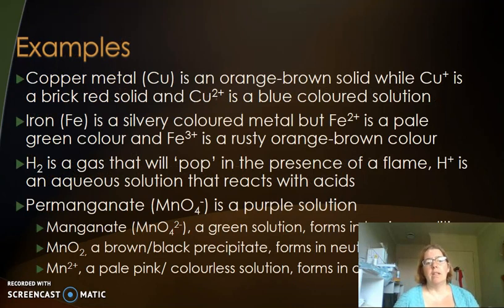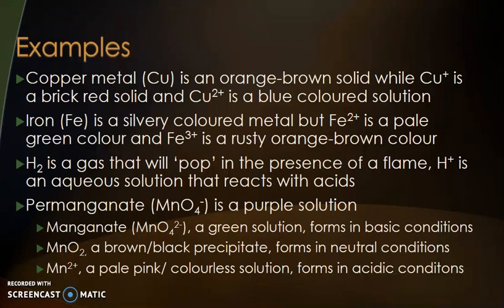Okay, so just a couple of examples. We know that copper metal, for example, is a browny orangey pinky solid, while copper 1+ is a brick red solid and copper 2+ is a blue coloured solution. Iron could be a silvery coloured metal if its oxidation state is 0, but iron 2+ is a pale green and iron 3+ is an orange-brown colour, rust colour. We know hydrogen is a gas and H+ is an aqueous solution.